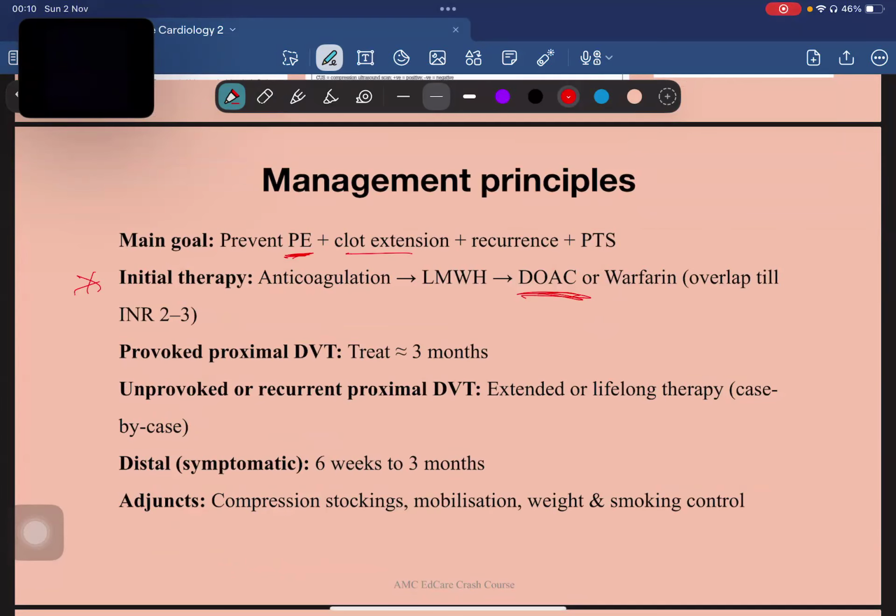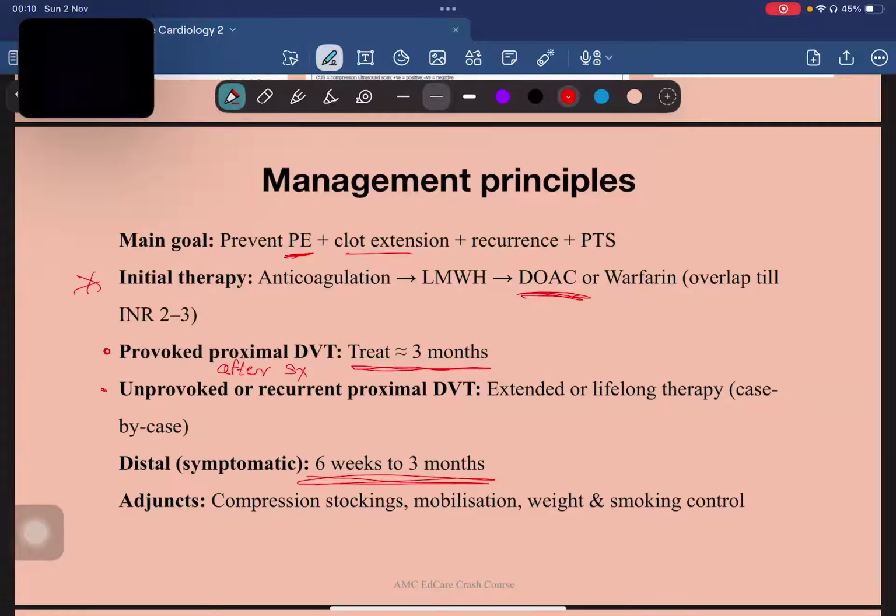Again, the duration of therapy depends on the cause. If it's a provoked proximal DVT, let's say after a surgery, the duration would be about 3 months. And if it's an unprovoked proximal DVT, you could have extended treatment or even up to lifelong therapy. And if it's a distal symptomatic DVT, usually 6 weeks to 3 months should be good.